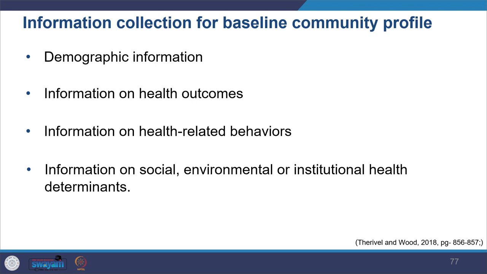For this purpose, the kind of information you need is demographic information: what's the population size, how is the age distribution, how is the gender distribution. And then you look at information on the health outcomes, like what's the life expectancy, rates of specific diseases, rate of injury, and so on. And then you look at health-related behavior, smoking, physical activity, and all. So when you do the profiling, you look at all those aspects. And then plus, you also look at social, environmental, and institutional determinants, which we discussed: housing, healthcare services, income, and education. So you also evaluate those aspects.